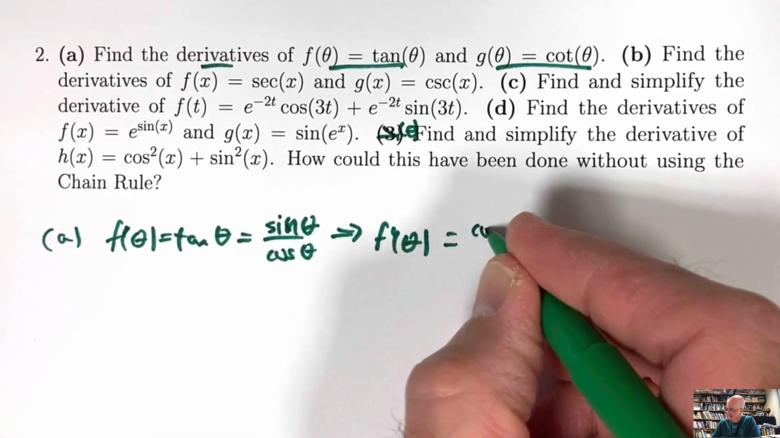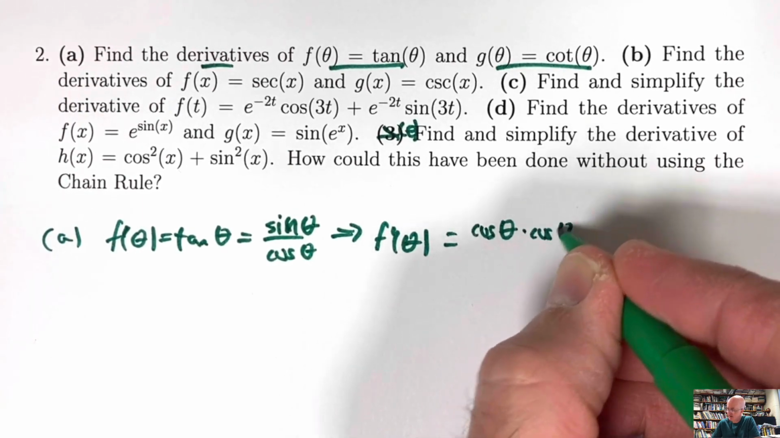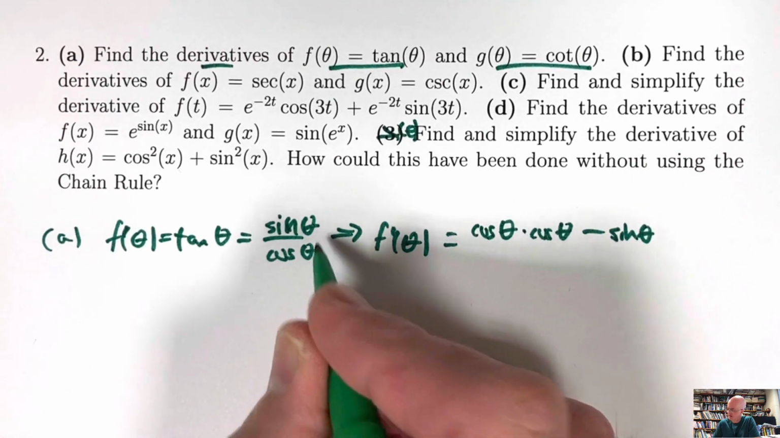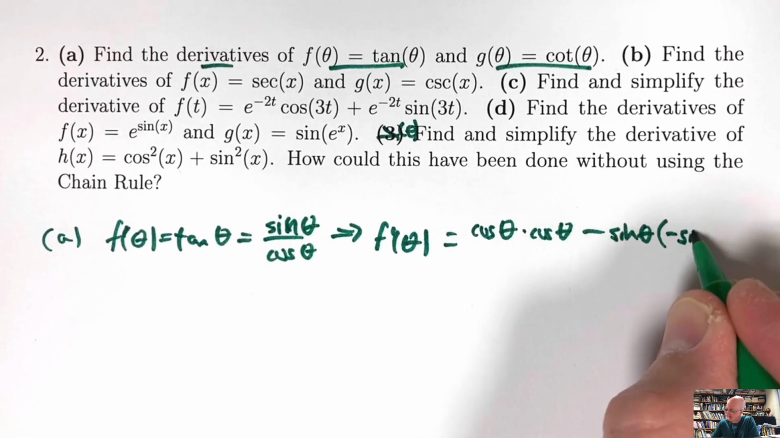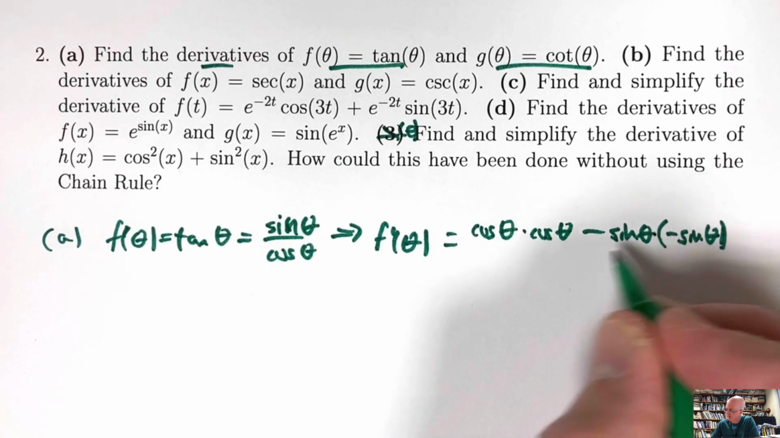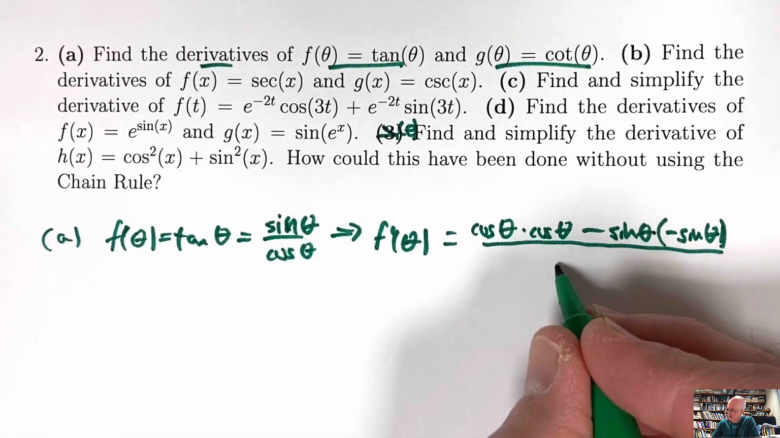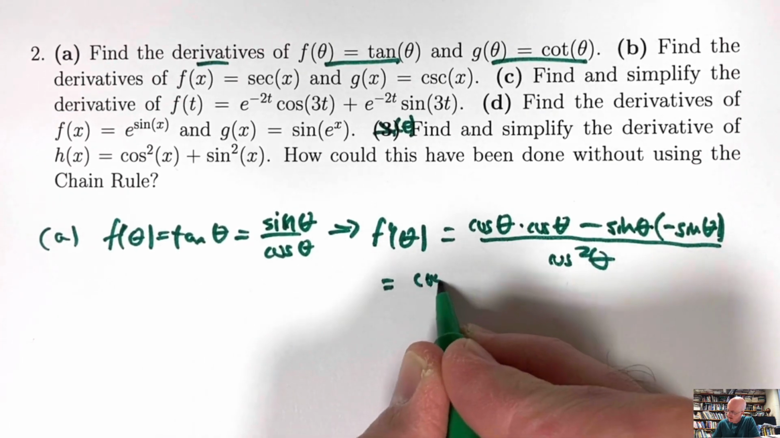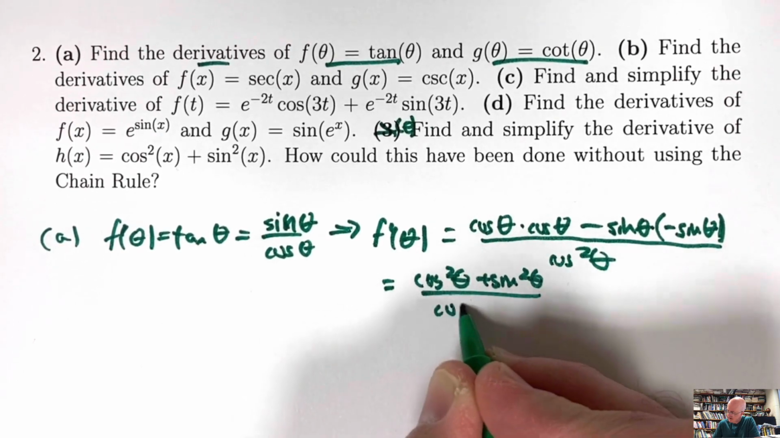Low is cos theta. D high is the derivative of sine theta, which is cos theta, minus high sine theta. That's the high function. D low means times the derivative of the cosine function, which will be negative sine theta. If you're writing it there, use parentheses around that to emphasize you're multiplying there. You can also put a dot in there like I did. Divided by the square of what's below, divided by cos squared theta. So you get cos squared theta plus sine squared theta over cos squared theta.